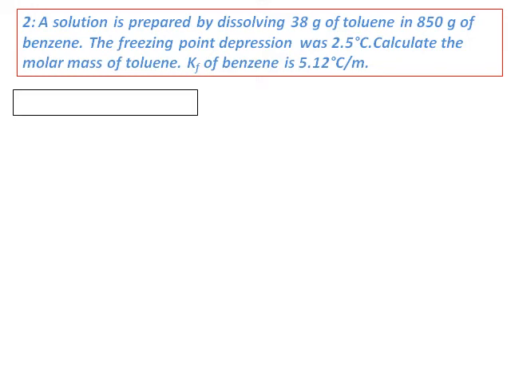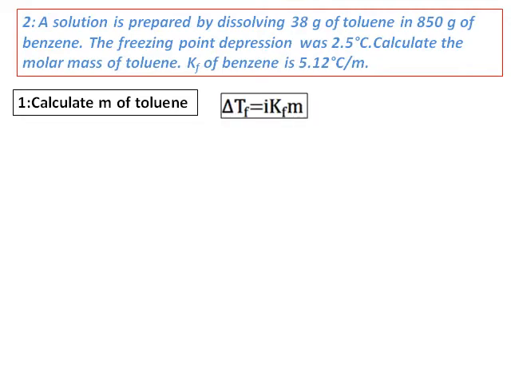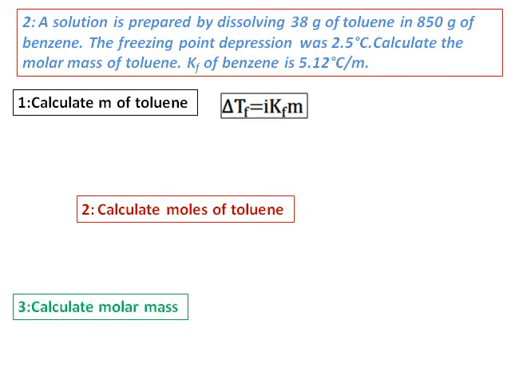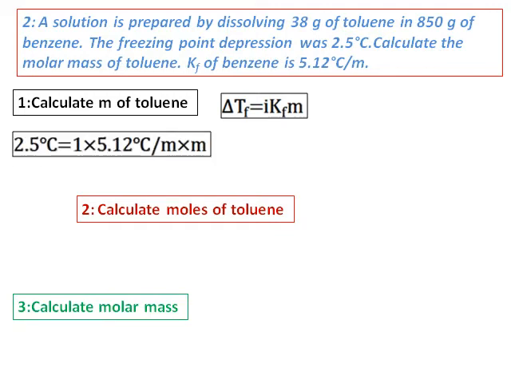of the solute. The steps involved in this question will be: first, calculate the molality of toluene using the freezing point depression equation. The second one is, after you calculate the molality, get the moles of toluene. We know the formula for it: how is molality related to moles? Step 3 will be to calculate the molar mass. So now let's see how to do this.